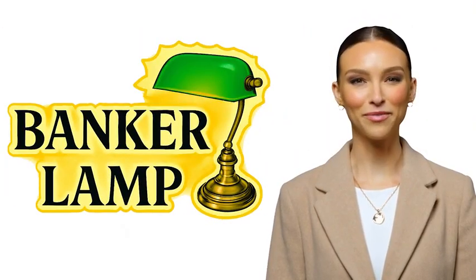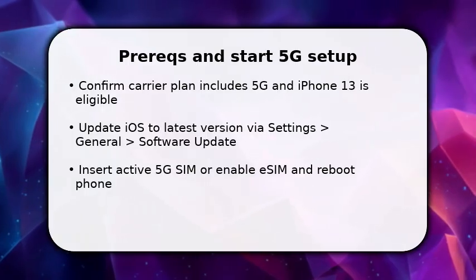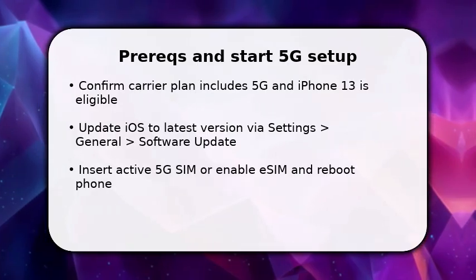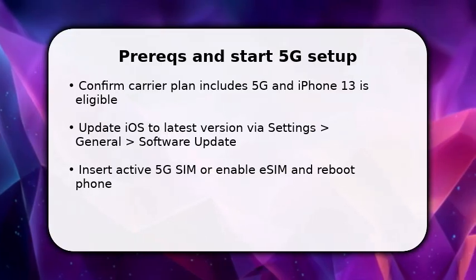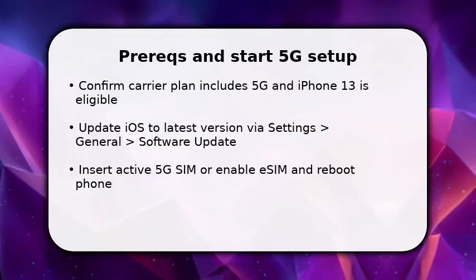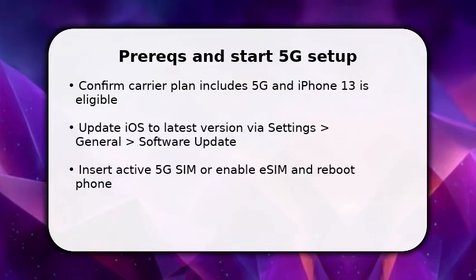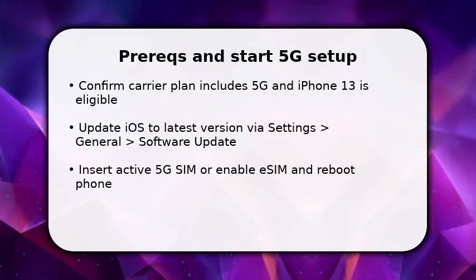Please enjoy the video. You will first confirm prerequisites. Make sure your carrier plan includes 5G and your iPhone 13 is eligible. Once done, update iOS to the latest release so radio firmware is current. Make sure you have an active physical 5G SIM or properly provisioned eSIM. Install it and reboot the phone to register on the network. Doing these first steps avoids registration errors later.